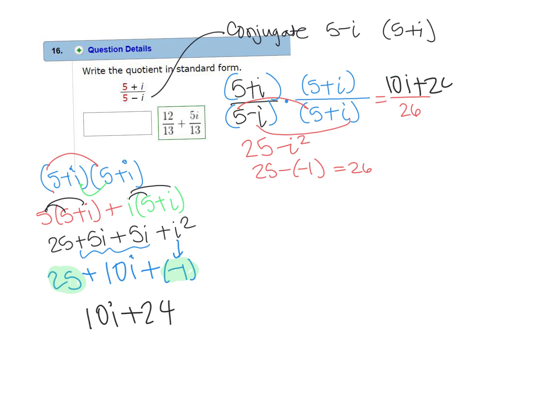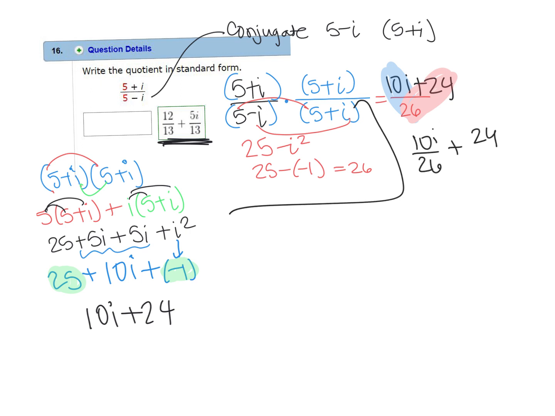10i plus 24. Once again, I can see that's not the right answer because I can reduce it. Once again, I'll break it apart. I'll make like a little heart and break it apart. So I'll have 10i over 26 plus 24 over 26, and I'll reduce these. So 10i over 26 would reduce to 5i over 13, plus 24 over 26, which would be 12 over 13.